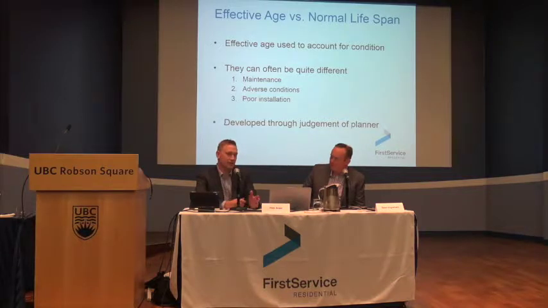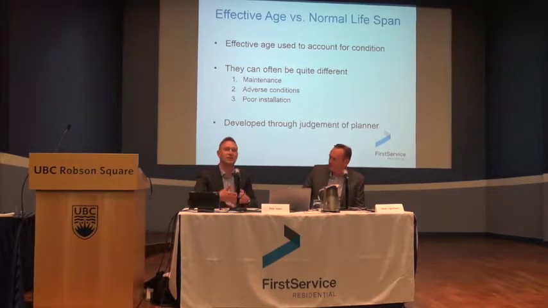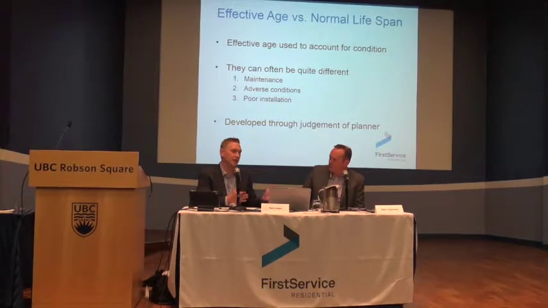The effective age can be quite different, even on a similar property that has different phases, because of maintenance, because of exposure concerns, adverse conditions, and even poor installation. So if the roof on one phase had terrible flashing or terrible sealant done on it, or the ballast wasn't done correctly, that roof might be 16 years old and the next phase might be 10.